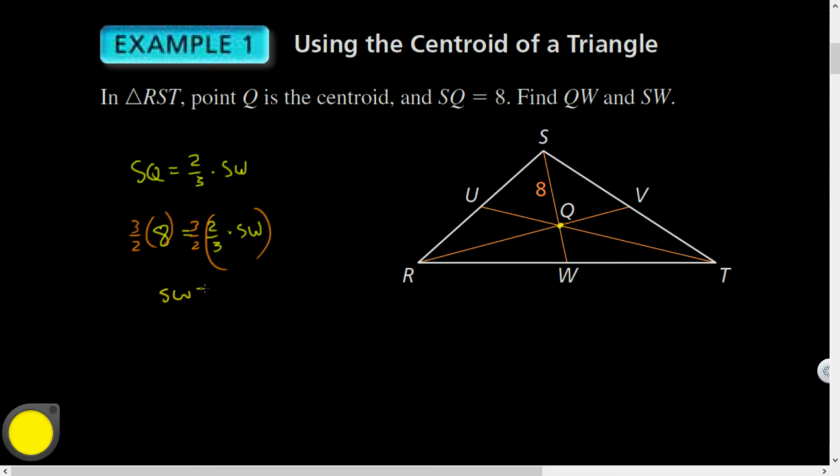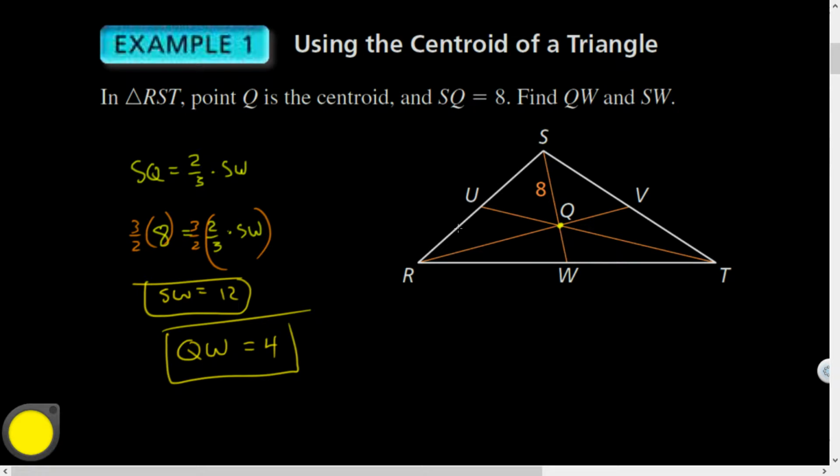So let's see. SW is going to equal 3 halves of 8. 8 divided by 2 is 4. 4 times 3 is 12. So SW is 12, and QW is going to be the remaining third of SW, and 1/3 of 12 is 4. Right? So not that bad, right? So that's 4, and the entire length is 12. Any questions? No. All right.